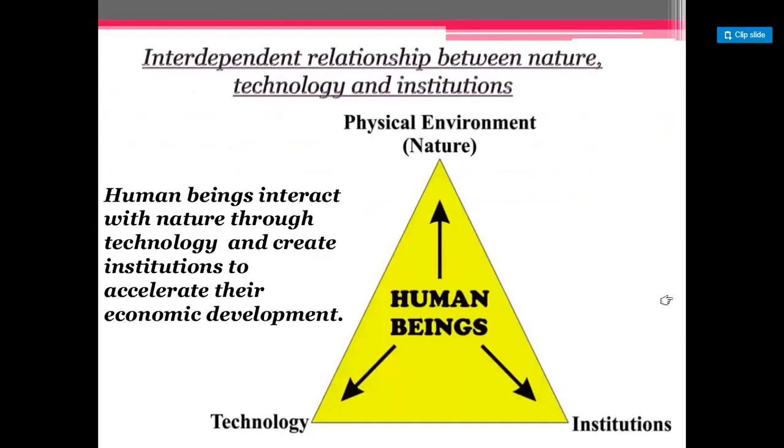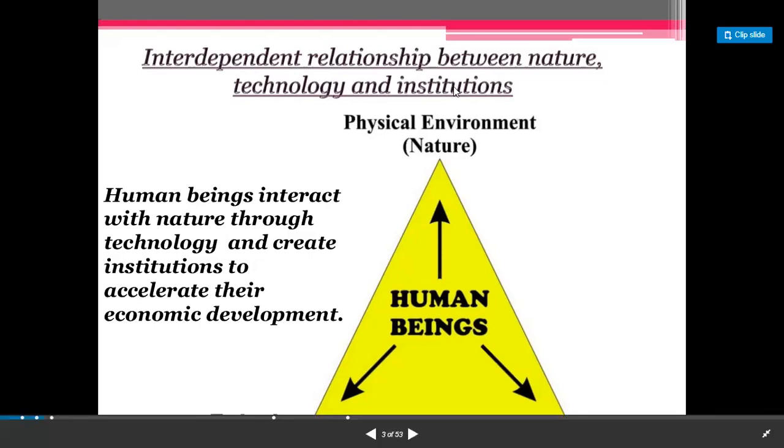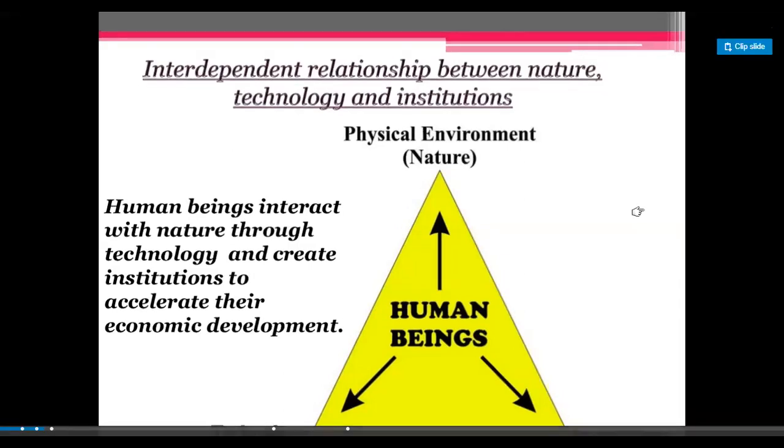And you can easily understand through this interdependent relationship between nature, technology, and institutions. Physical environment, technology, and institutions. And only human beings, who are also natural resources, interact with nature through technology. And to utilize those resources, they create institutions. And the purpose is to accelerate their economic development. So this is an interdependent relationship.